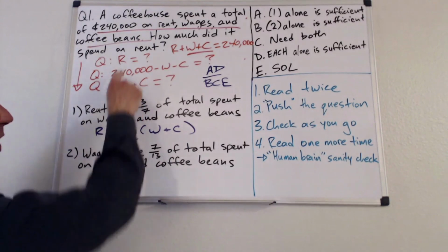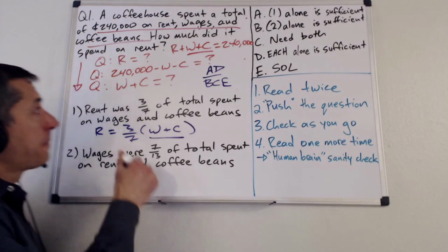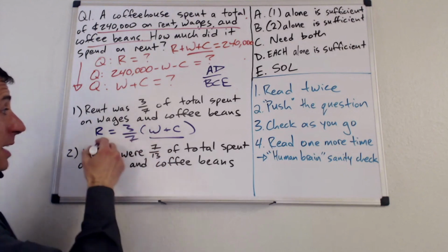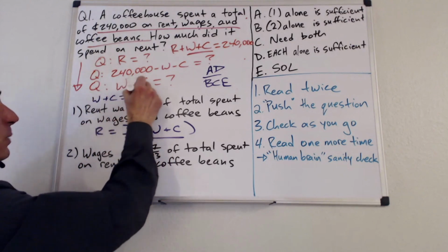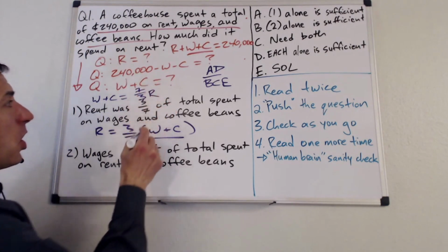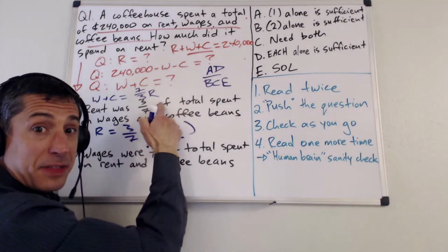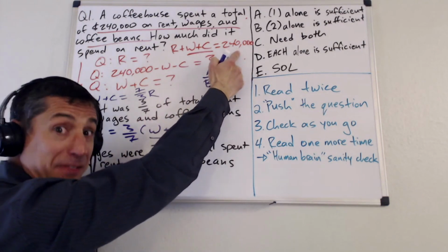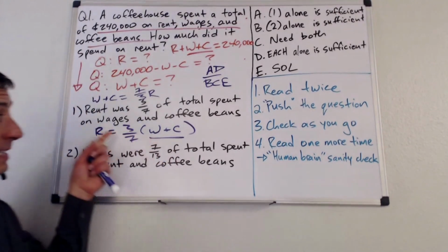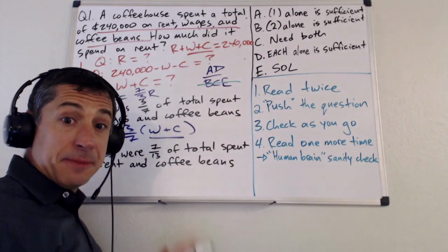What do I need? I need R or I need W plus C. Well, look at that. My W plus C is looking at me right there. So if you don't totally trust it, you could do a little bit of algebra here. W plus C is equal to 7/3 R. And then I can punch that into here and I get R plus 7/3 R equals 240,000. Now I've got one equation, one variable, and that is very clearly solvable. So since statement 1 is sufficient, my answer must be A or D. I cross out BCE.